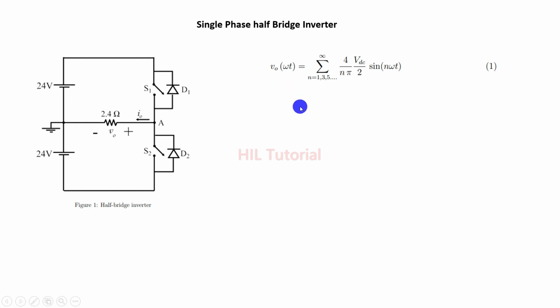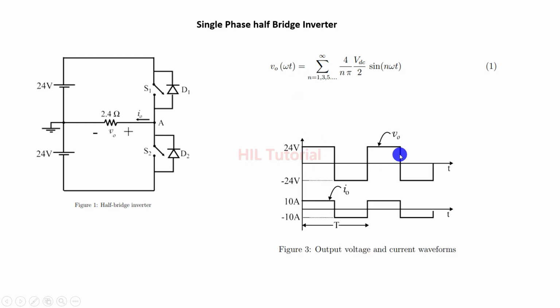And this is the waveform you will get when you switch on S1 and switch off S2. So this is for S1 on, and this is for S2 on, and this is the current waveform. This entire thing we will simulate and try to understand. So let's open MATLAB.